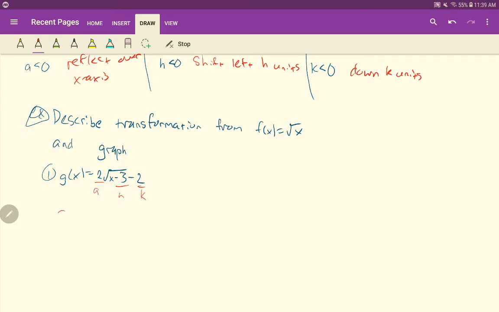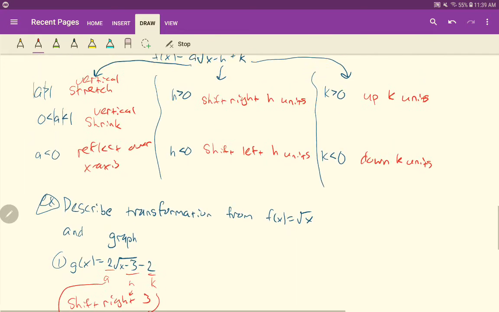We're going to be shifted right 3 from that h. We're going to be shifted down 2 because of the k. And then for the a, what's that positive 2 going to do? Stretch, whoops, can't spell, by 2. Okay?